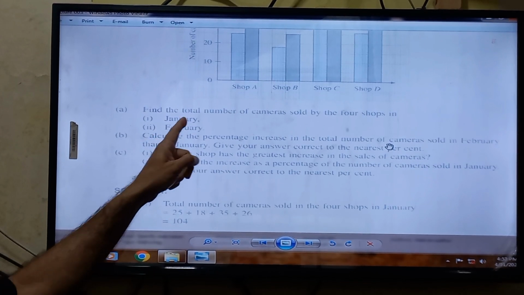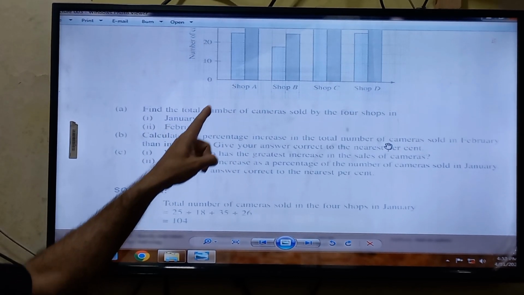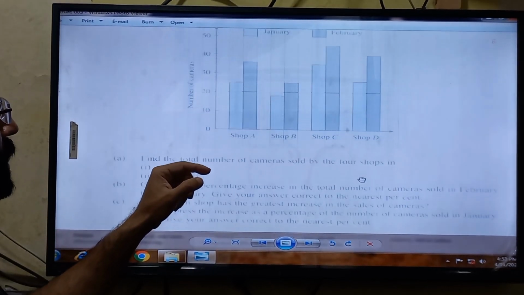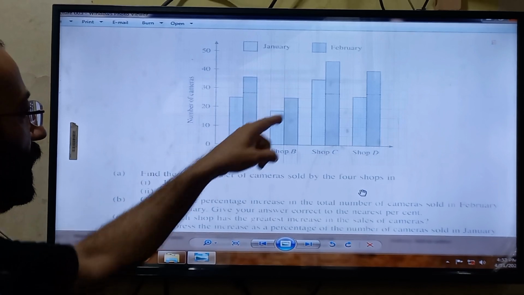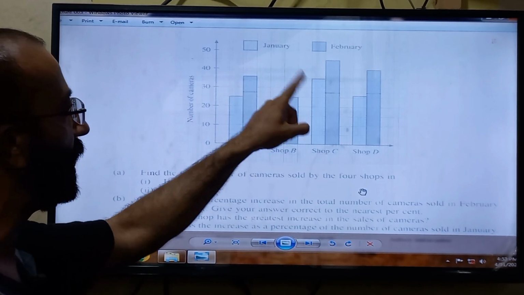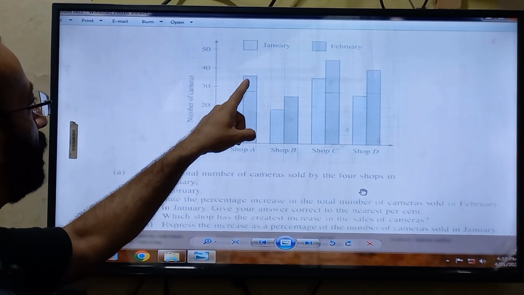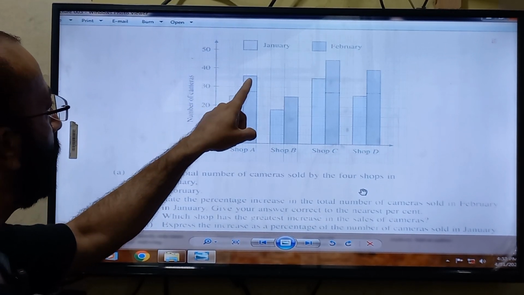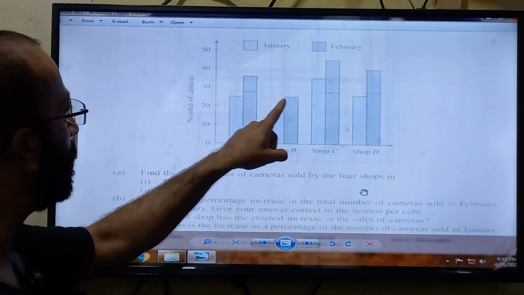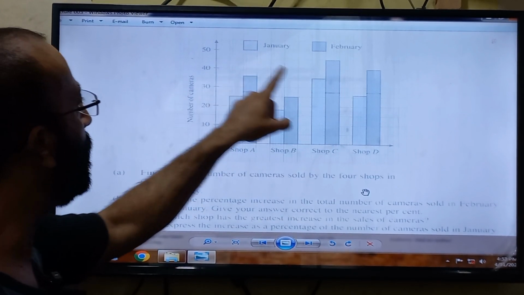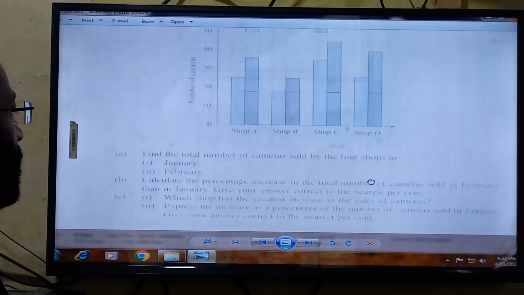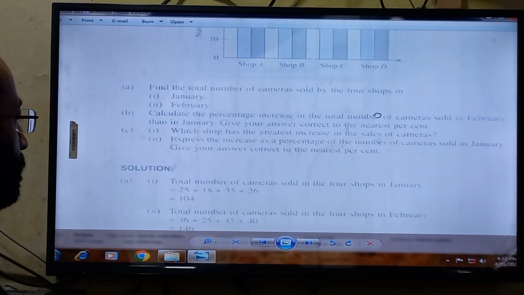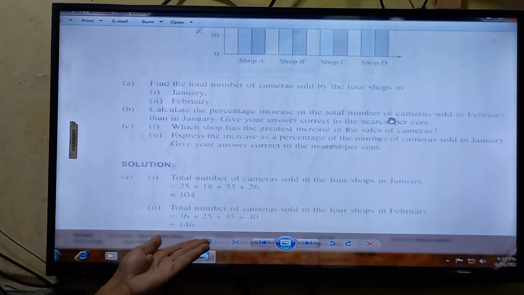Likewise, the next requirement is the total number of cameras sold in February. Now we will count the gray color, that is represented by February. So now we will calculate the gray bars. So the first bar is actually 36, then 25, then 45, and here 40. So these numbers will be added to give the answer for cameras sold in February.